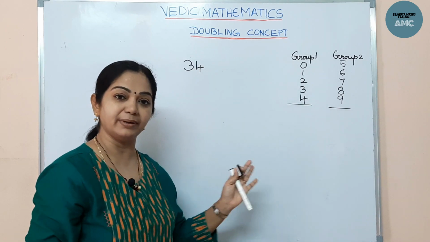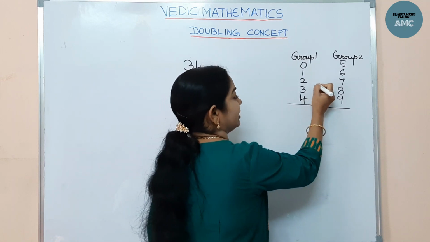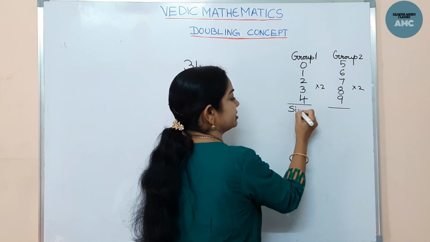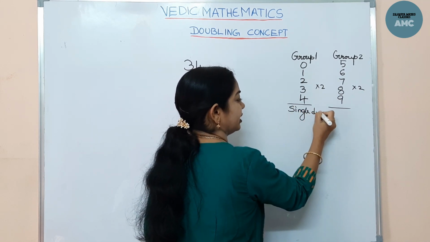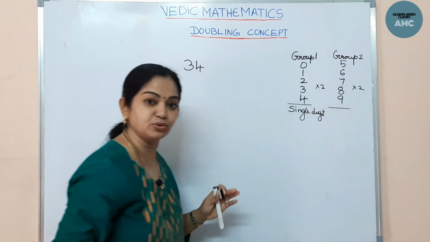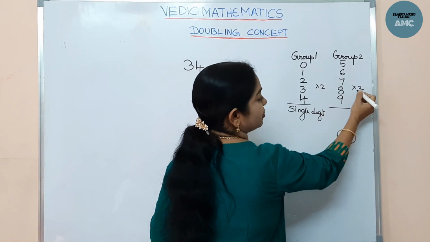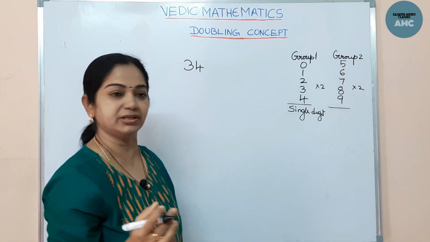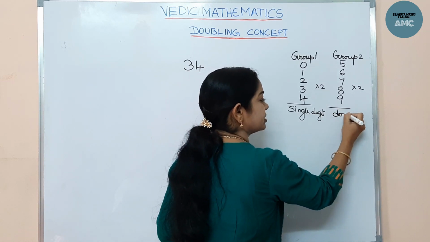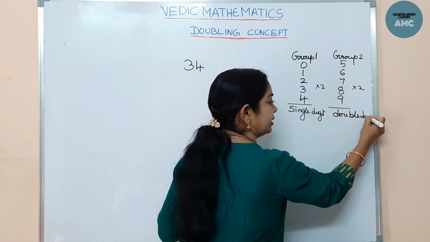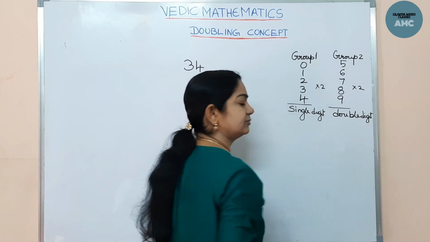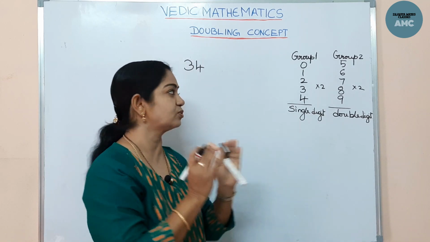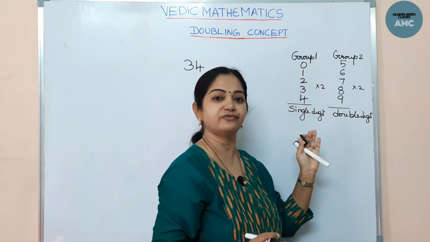Now, if you double these numbers, that means you multiply these numbers with 2, in group 1 we get only a single digit. Whereas in group 2, 5 2s are 10, 6 2s are 12, 7 2s are 14. That means you get a double-digit number here. The maximum possible carry is 1. Till 9 2s are 18, it is a double digit. So let us suppose group 1 as 0 to 4 and group 2 as 5 to 9.